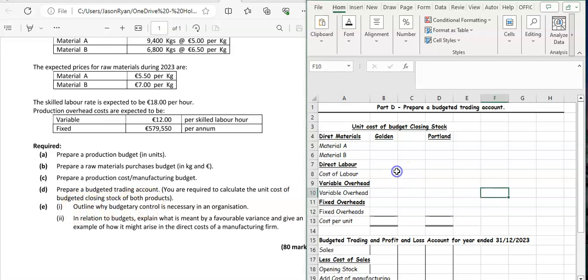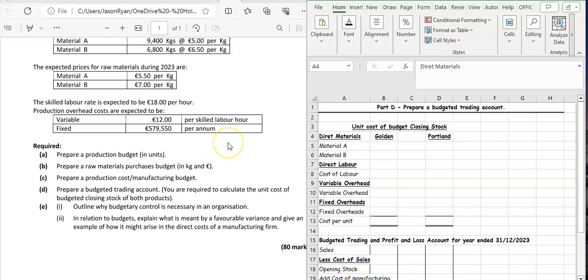for both products. So unit cost is going to be the same layout that we did for part C, which is your direct materials, direct labor, variable overheads and fixed overheads. And we're going to get a total for Golden and a total for Portland. That's going to be the total that's going to help you calculate the closing stock to prepare the trading account.